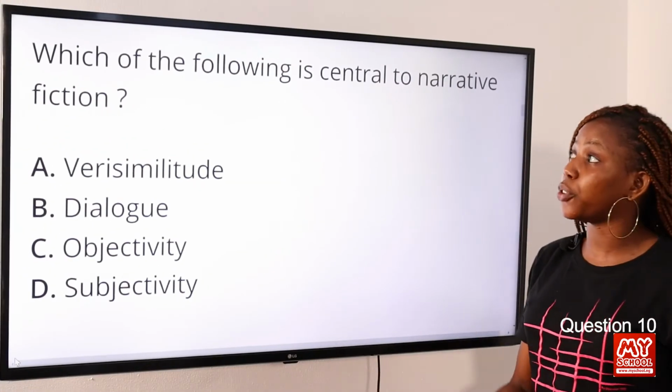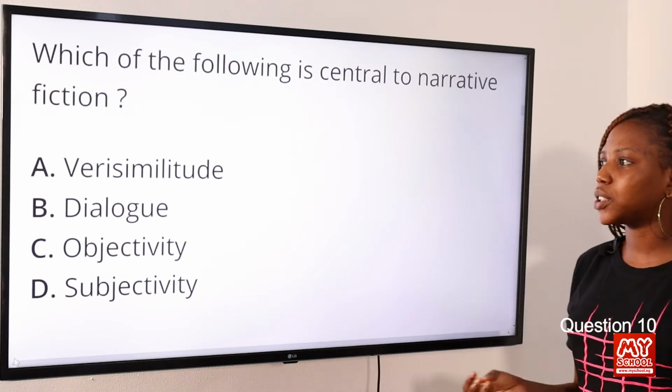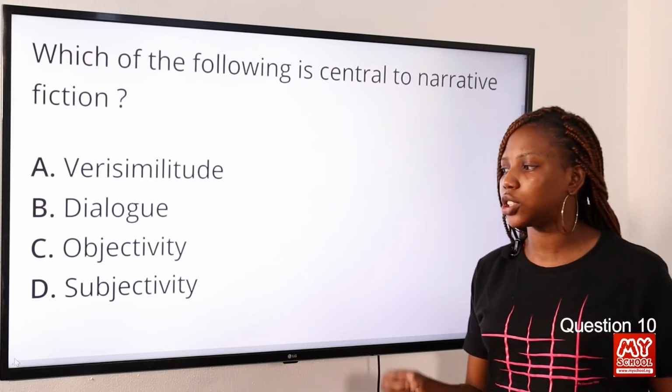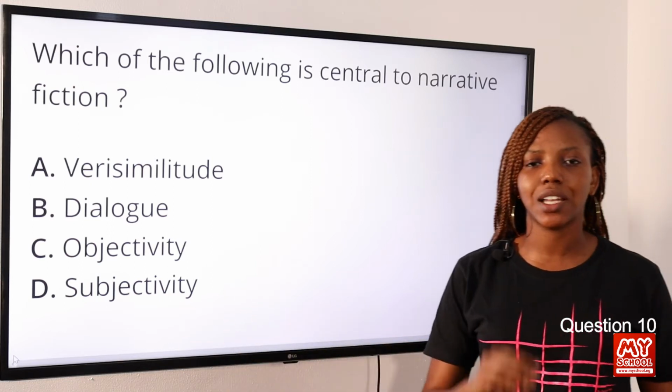Question 10. Which of the following is central to narrative fiction? Option A, verisimilitude. Option B, dialogue. Option C, objectivity. Option D, subjectivity. Okay, the answer to this question is subjectivity. Now let's break it down.